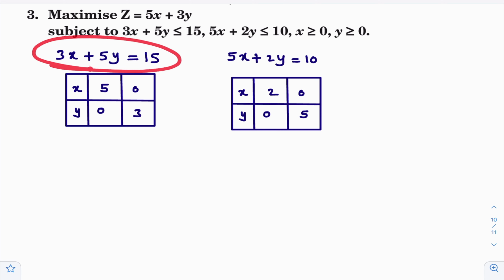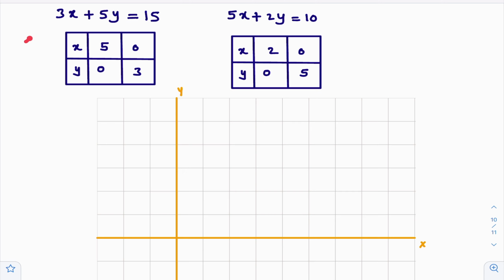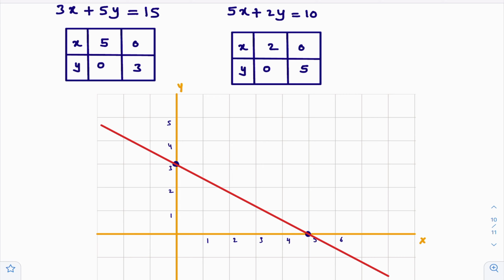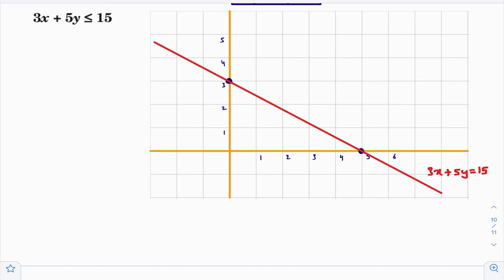Now I'll draw these two lines on the graph sheet. To draw this line 3x plus 5y equal to 15, you mark the points 5, 0 and 0, 3 on the graph sheet. This is 5, 0 on the x-axis, 0, 3 on the y-axis. You draw a line passing through these 2 points. Now this red color line is 3x plus 5y equal to 15. Now we need to graph this inequality.